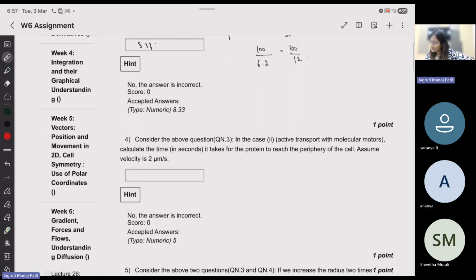In this case, for active transport, calculate the time it takes for a protein to reach this one. So can you do this then? For the fourth question, since it's active transport, I do hope that what I remember is correct. It would be directly dependent on it. We have x given to us, that was 10, and then you have a velocity, that's 2, and time. So hence you have the answer as 5. Its unit would be seconds, because this is micrometer per second and this was micrometer.